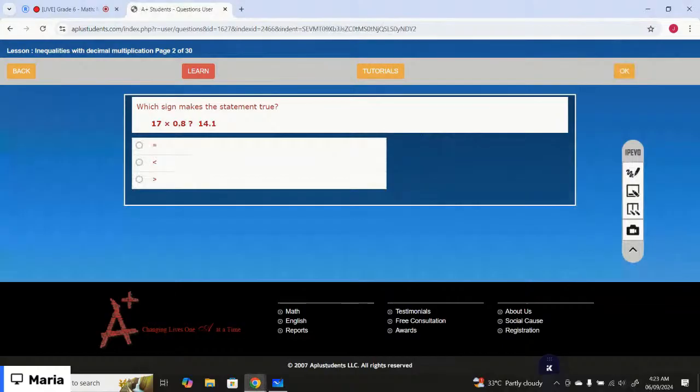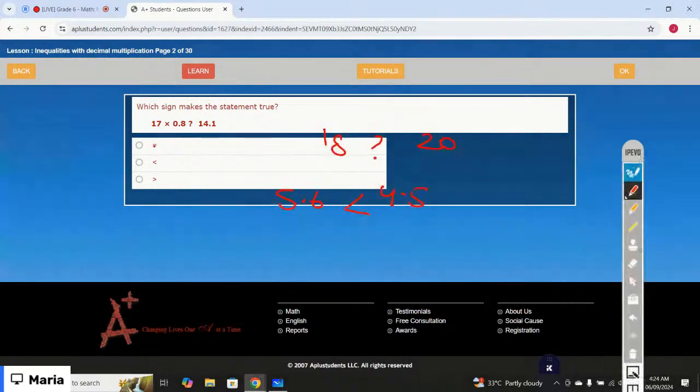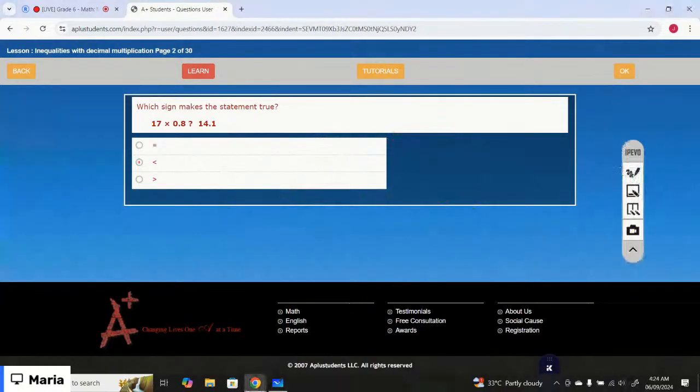Okay, the next one is 17 times 0.8. You have to compare it to 14.1. So first you have to multiply 17 times 0.8, right? So which is the correct option? Okay, let's just do 17 times 8. 8 times 7 is 56. 8 times 1 is 8, so 13.6 it is, right? Compare 13.6 and 14.1. So 13.6 is less than 14.1. The correct option is less than.